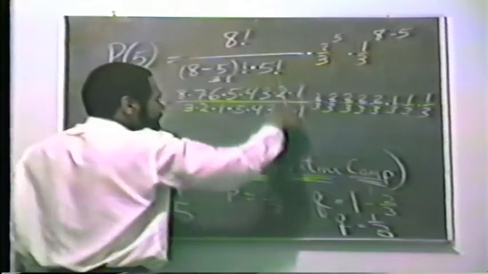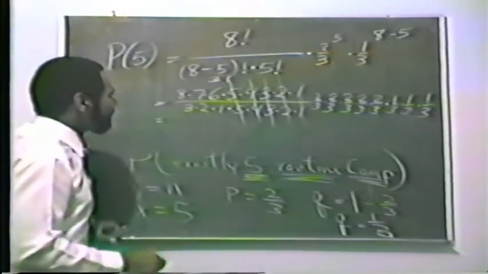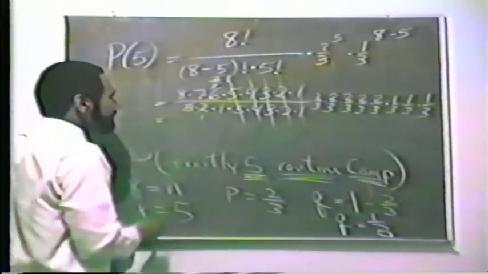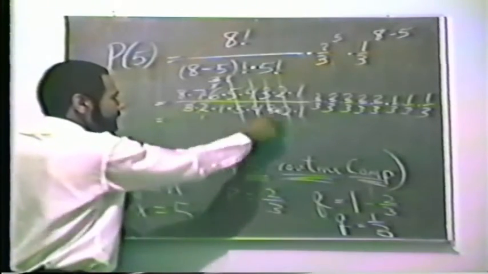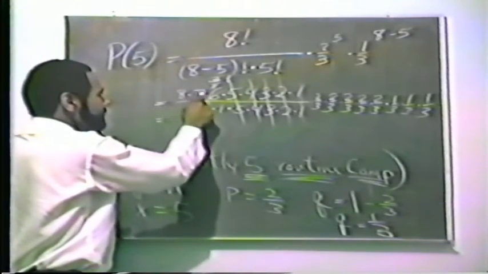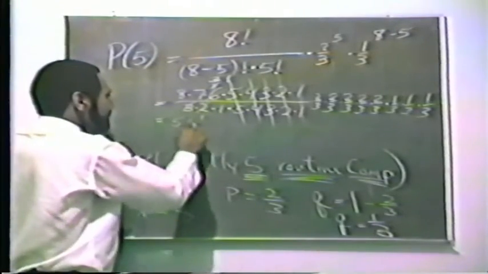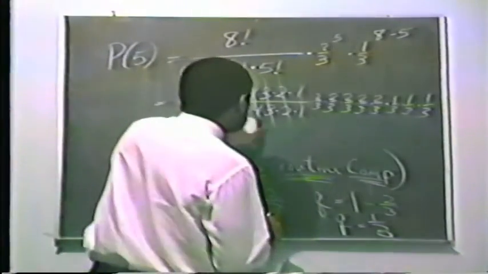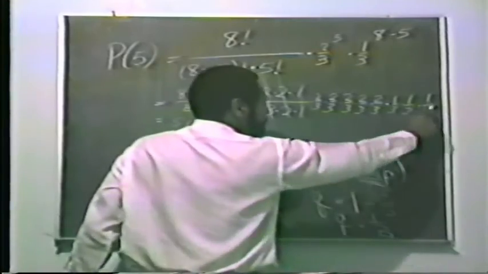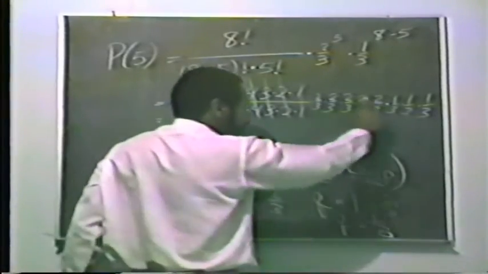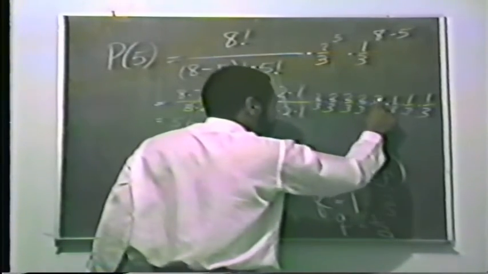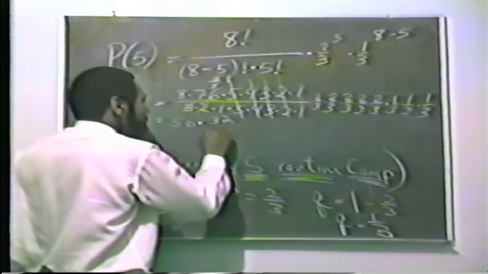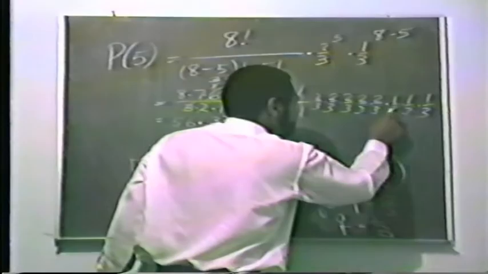We can cancel the 1s, the 2s, the 3s, the 4s, the 5s. 2 goes into 2 once, 2 goes into 6 3 times. The 2 3s cancel. We end up with nothing on the bottom but 1. And on top we have 8 times 7, which is 56. So there we get 56. And then, for this part, there's nothing we can cancel here. So we just multiply straight across, 2 times 2 times 2 times 2 times 2. That gives us 32. So we get 56 times 32 over 1, 2, 3, 4, 5, 6, 7, 8.